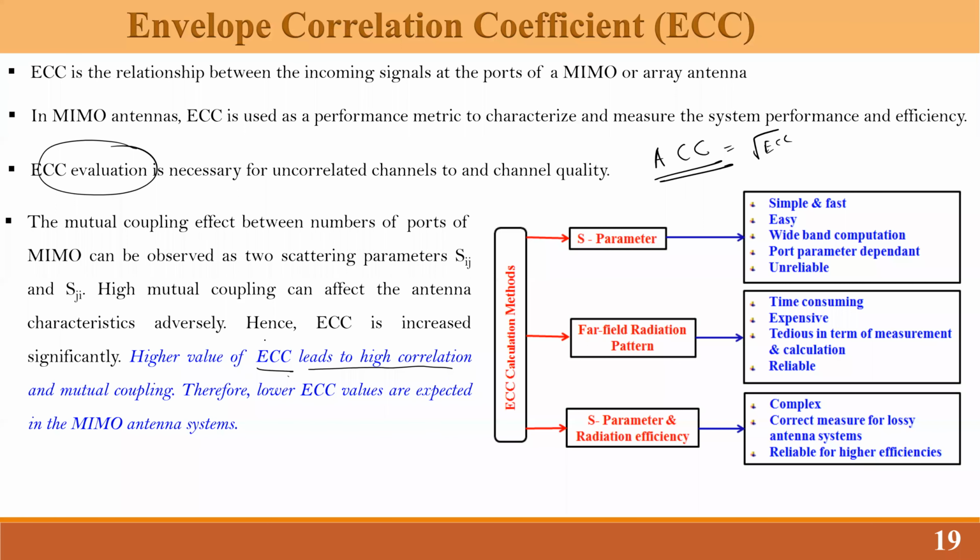Now, once you have the antenna, you can also measure the ECC. There are different ways of measurement. One is the S parameter method, one is the far field method, and one is the S parameter and radiation efficiency method. Let us discuss a little bit on this. The first method is the S parameter method. There are dedicated equations for that, and it is one of the simplest methods.